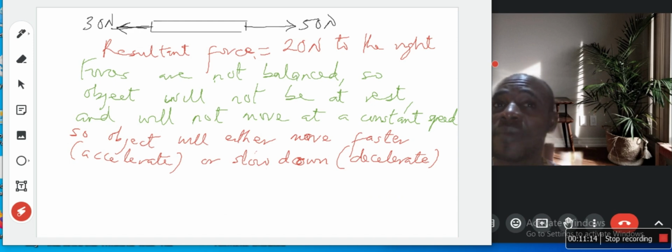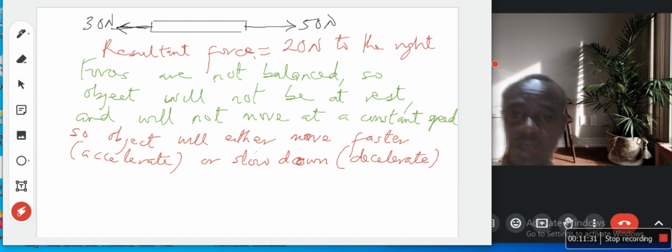Is it when the forces are balanced or when they are not balanced that the object will either accelerate or decelerate? When they are not balanced, of course. When they are not balanced, that's when the object will not move at a constant speed. The object will either speed up or slow down.